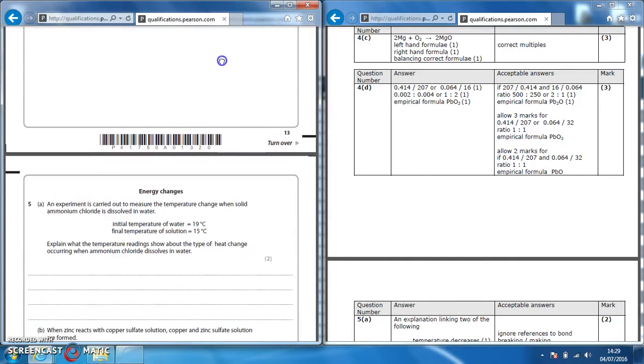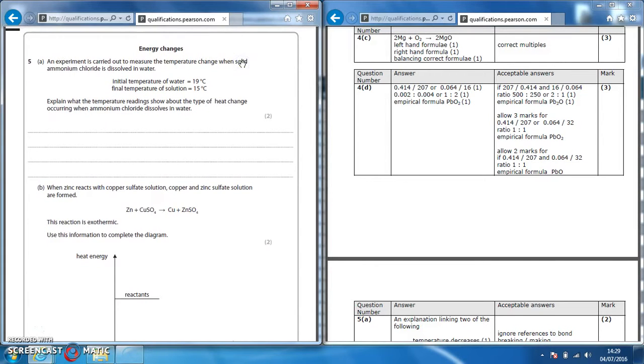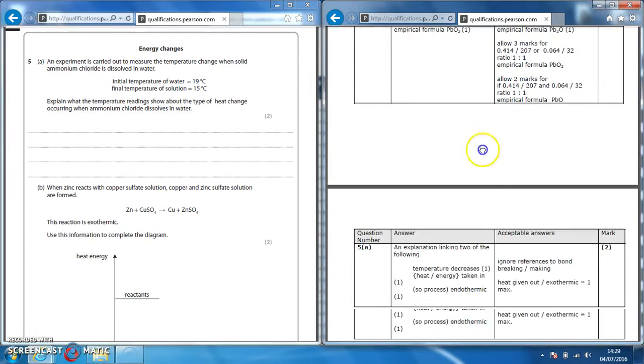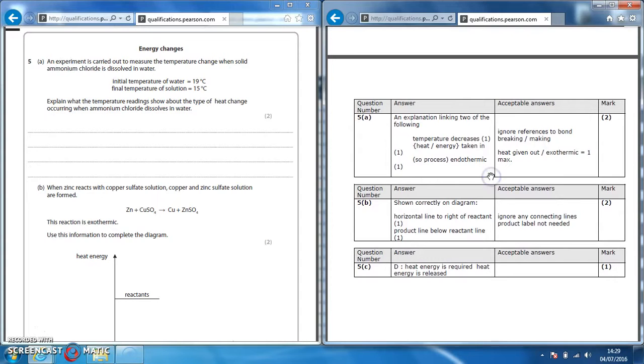Question 5, energy changes. Instantly looking at these and seeing temperatures, you should be thinking about endothermic and exothermic reactions and working out which is which. This question asks you to explain what the temperature readings show. There's your first mark, talking about temperature, about the type of heat change.